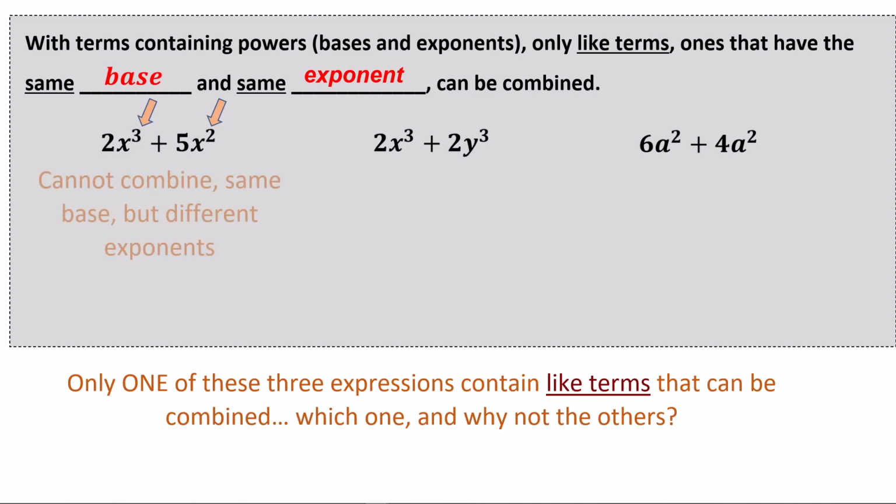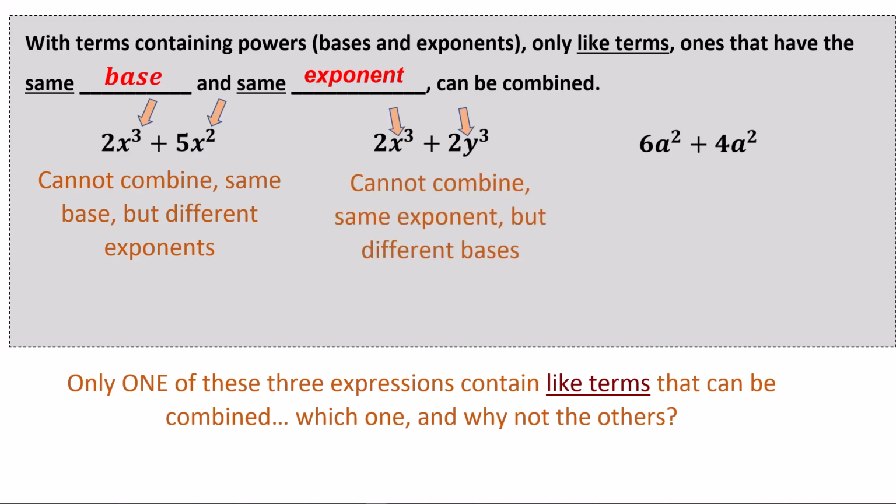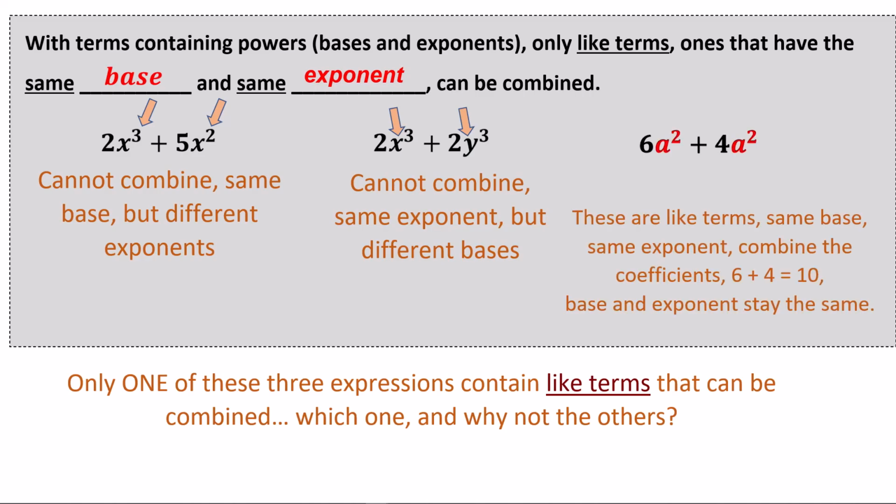In this first expression, we cannot combine them because they have the same base but different exponents. In the second one, we cannot combine them, even though they have the same exponent, because they have different bases. In the third expression, these are like terms. They have the same base, the same exponent, so we can combine the coefficients. 6 plus 4 equals 10, and the base and the exponent stay the same.